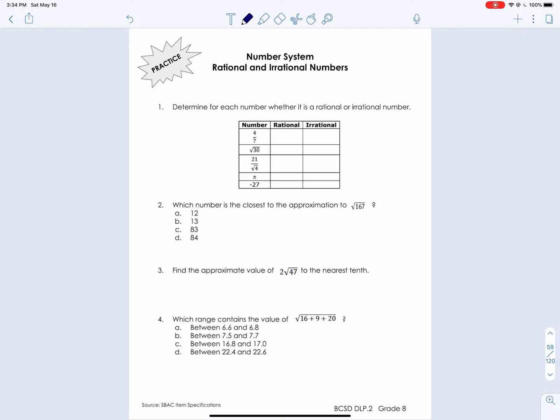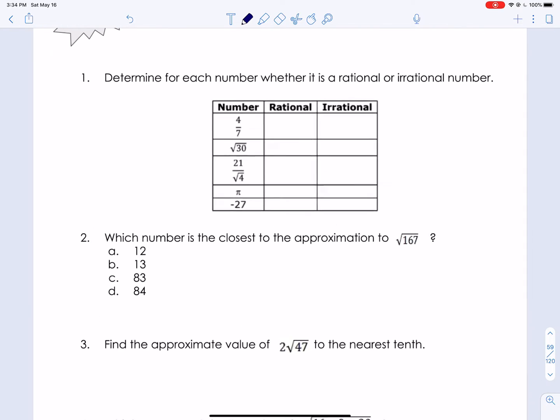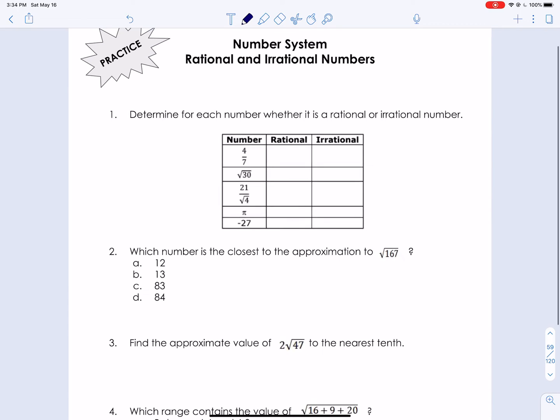Okay, and then here we're just labeling rational or irrational, a little bit more estimation. So let's start with the first one. So remember, rational means can be written as a fraction. Okay, and then irrational, they can't. So they're decimal numbers that just keep going on and on and on.